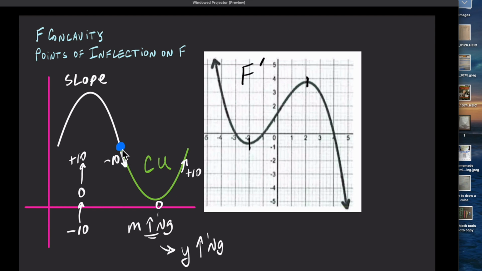Not interested in where f is decreasing or increasing. I'm just interested in when the slope and the slope alone is increasing. That'll manifest in a concave up portion of f.